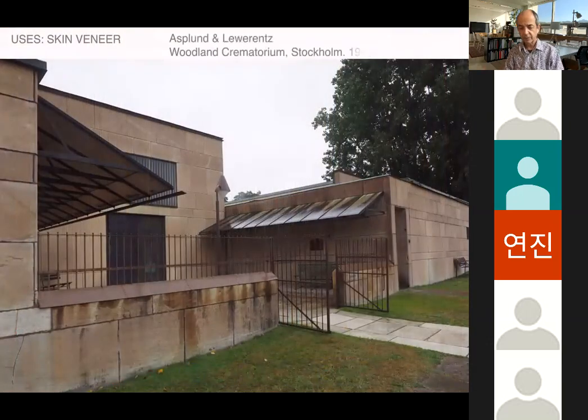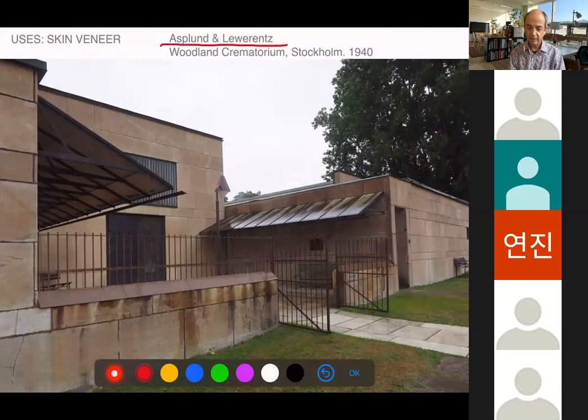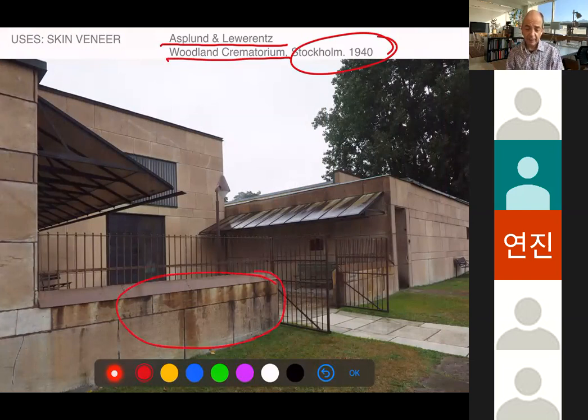And this is a modern use. This is the famous Asplund and Lewerentz woodland crematorium in Stockholm, 1940. This photo was taken 2 years ago. And you see this is a very nice sandstone they have in Sweden. But after 80 years, in that case 78, I think, the water gets into the pores and the stone really changes color and becomes old, right? So if you don't mind the building becoming old in that sense, apparently Mr. Asplund and Lewerentz thought that was a nice image for a cemetery. That's okay, but you have to be aware of it.